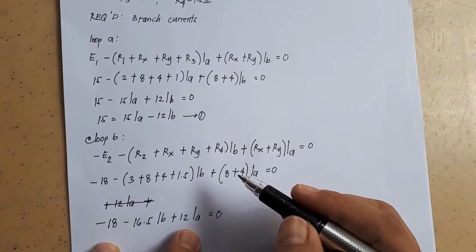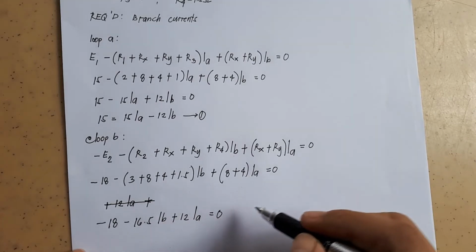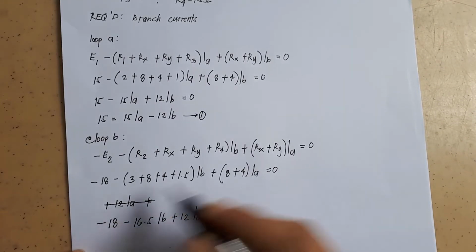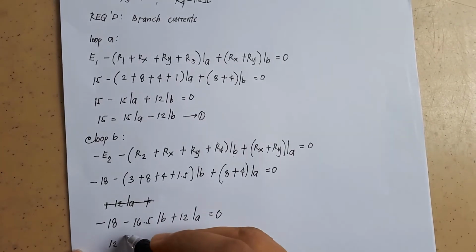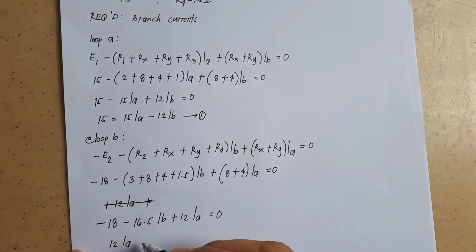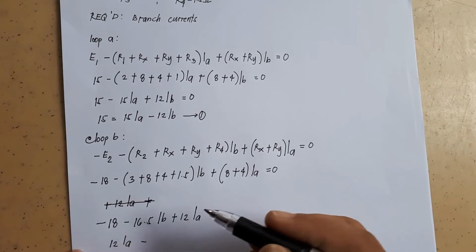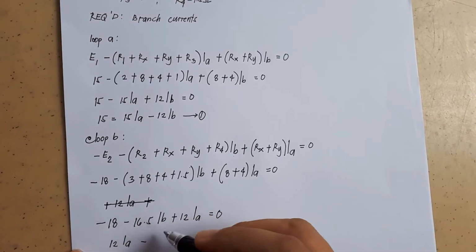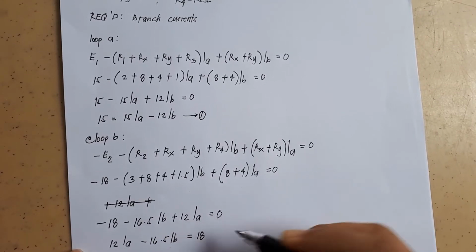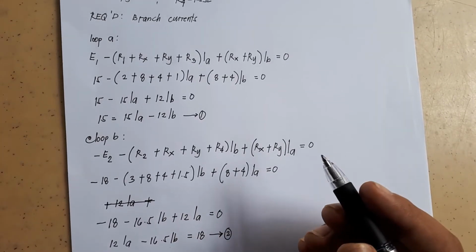Now I am going to rearrange this to make it better, transposing it to the other side to retain your 12 IA minus 16.5 IB is equal to 18. So this will be your equation number 2. Okay, follow?